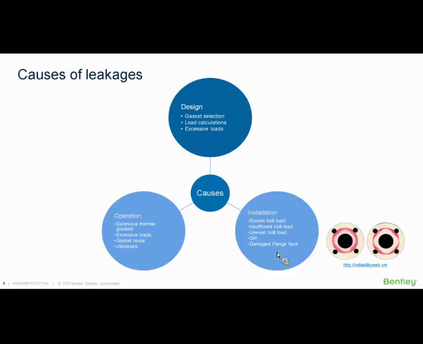On the installation or manufacturing of a flange joint, we can have several root causes for flange leakage. The installation process is probably the category to which many flange failures can be attributed, which includes excess bolt loads or insufficient bolt loads or uneven bolt loading onto different bolts around the flange. Then you can have dirt or any other debris on the surface of the flange or on the gasket, or you can have a damaged flange face.